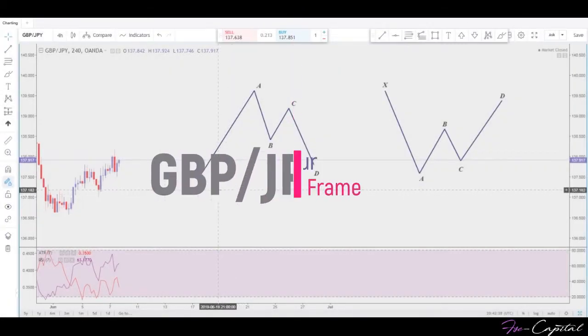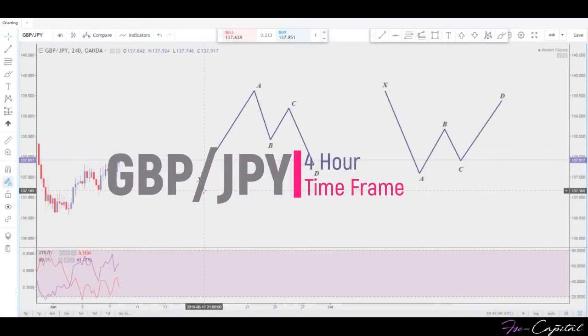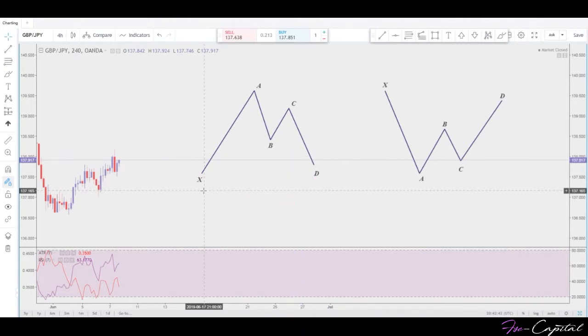Okay traders, I'm on the pound yen 4-hour time frame. Before I dive right in and show you where and how I plan to enter on this pair, I'm going to give you the rules for the Bat pattern. Now don't go trading this blindly.